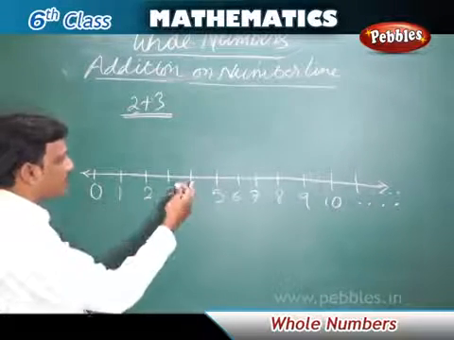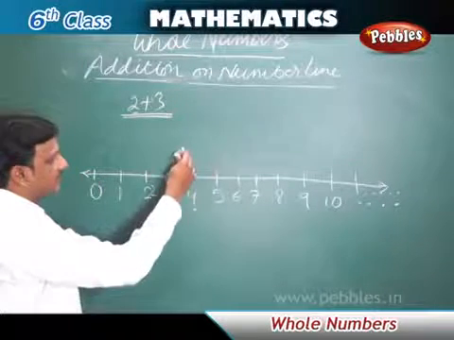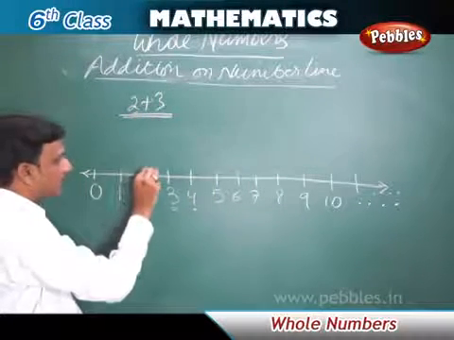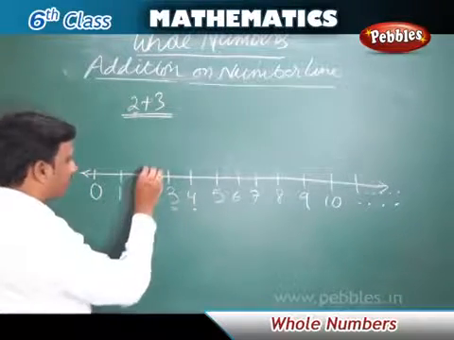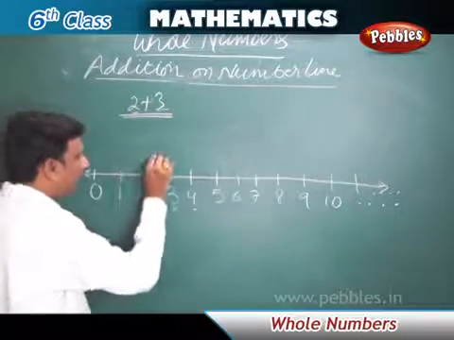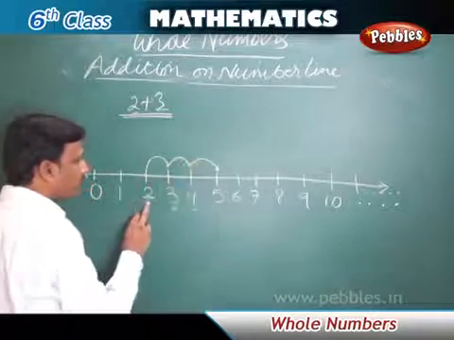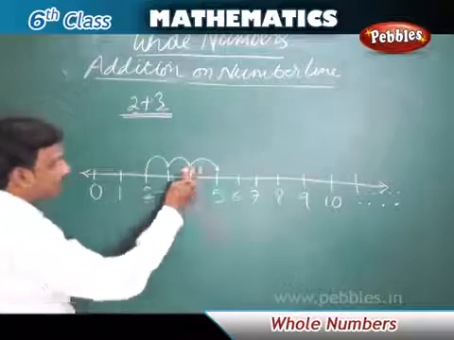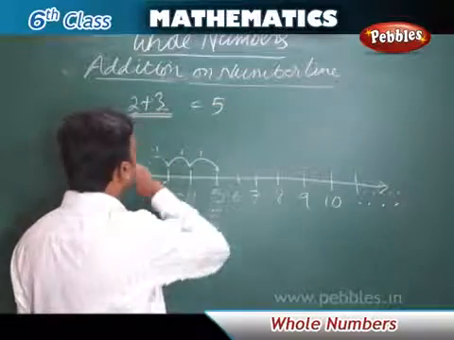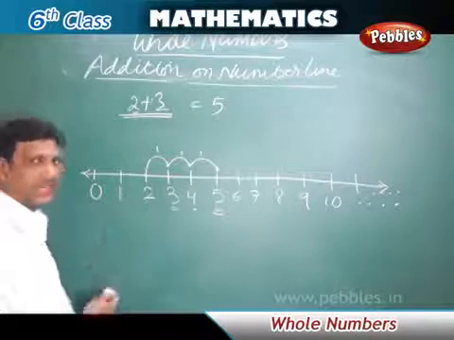Now in which direction do we have to move, either to right or to left? Here we have to move towards the right because we are doing addition, 2 plus 3. From 2, how many positions do we have to move? 3 positions towards the right side. Starting at 2, 3 positions to the right. Now we reached 5. That means 2 plus 3 equals 5. So this way, using a number line, we can do additions.